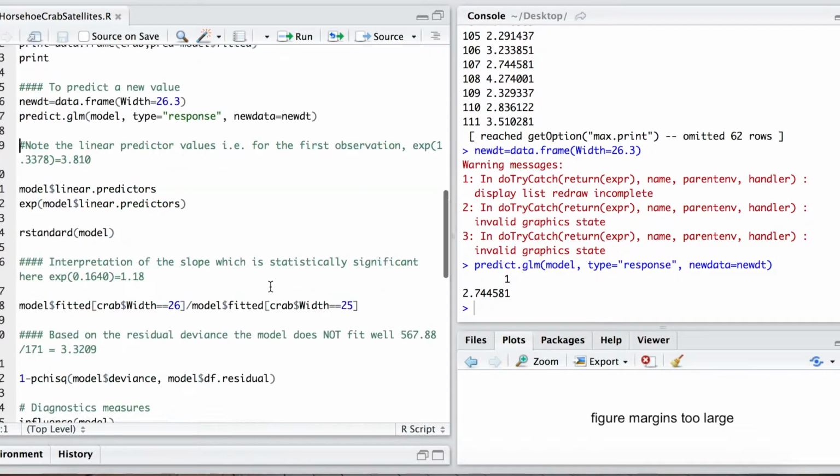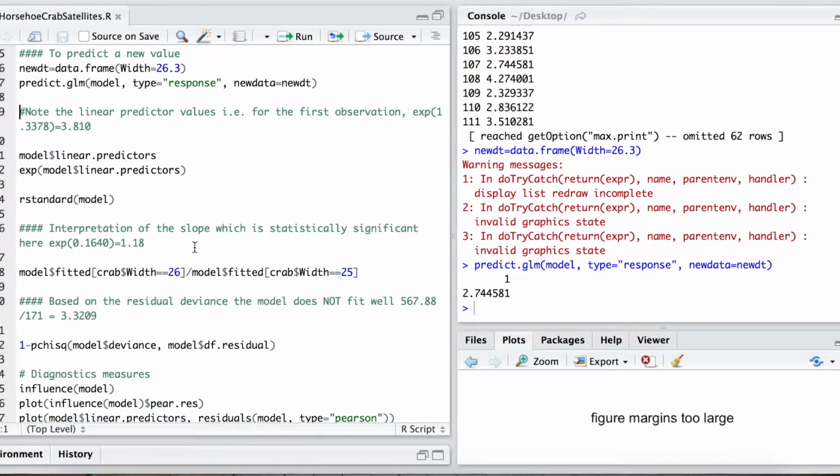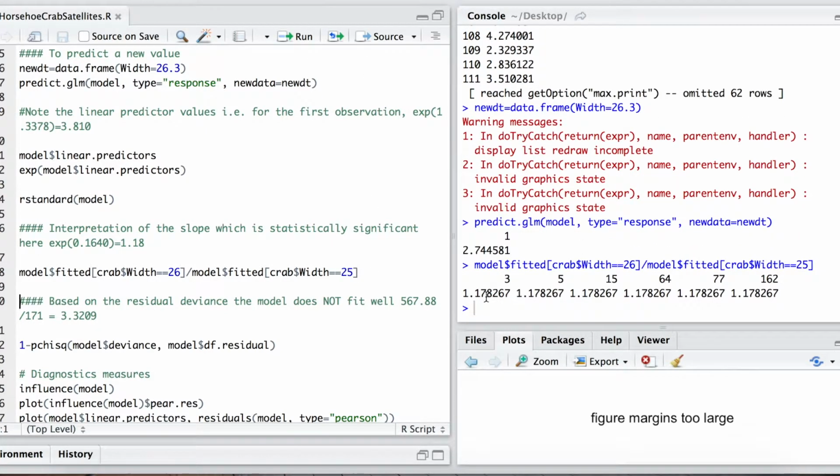And also from this model, we can see e to the beta hat, where beta hat equals 0.16405, equals 1.18, which means a 1 centimeter increase in carapace width yields an 18% increase in the estimated mean number of satellites.